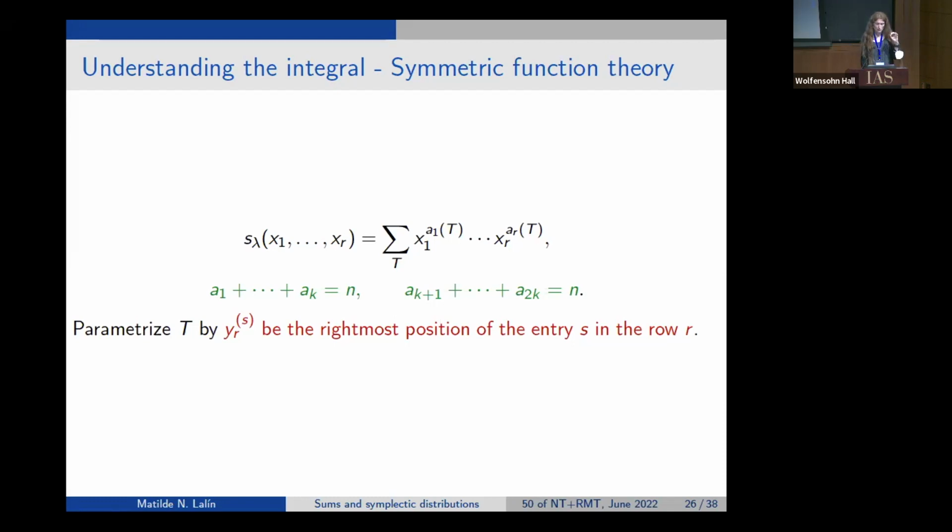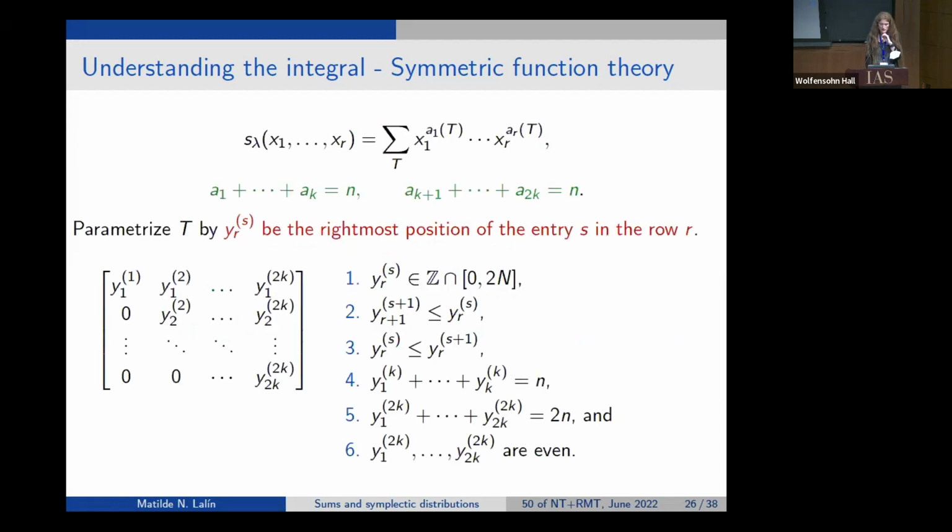So we take Y_RS to be the rightmost position of the entry S in the row R. This gives a matrix that is like an upper triangular matrix with certain conditions. This is quite technical, but basically these parameters have to be in a certain interval because lambda 1 is at most 2n. There are certain inequalities that have to do with having a semi-standard Young tableau.